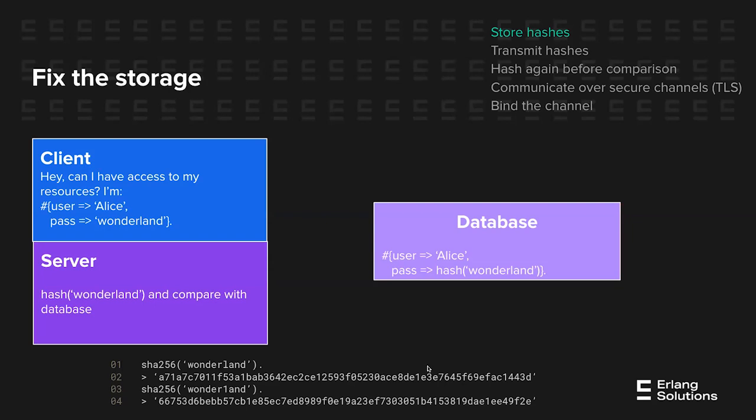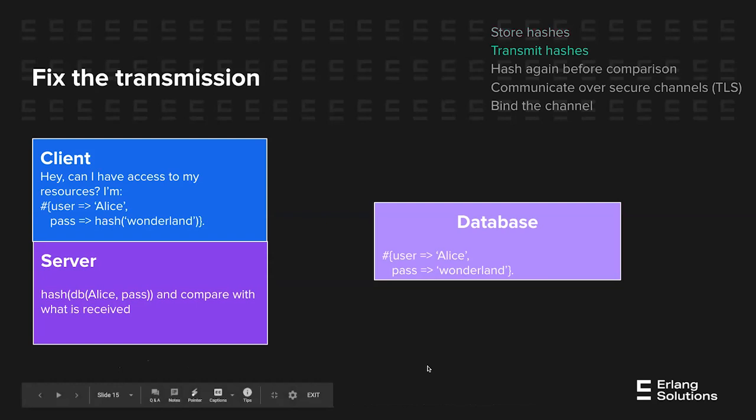Okay. Transmit hashes. If you steal the traffic, you can still see the password. So transmit a hash of the password, and then again you get this big thing, and you cannot recover the original password.